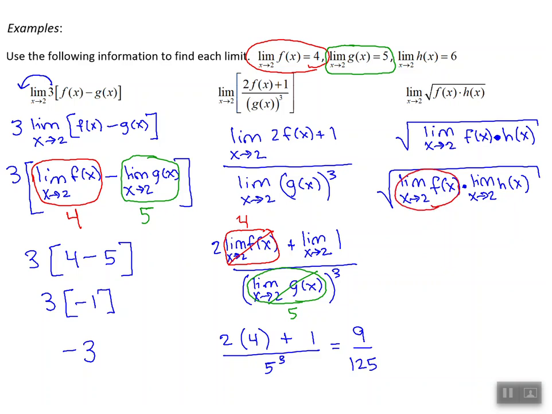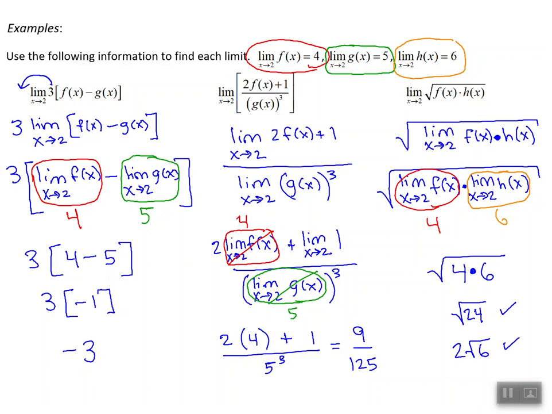This limit right here is 4, and the limit of h of x as x approaches 2 is 6. So this becomes the square root of 4 times 6, which is a valid answer, but we can clean that up to be the square root of 24. And better yet, if we would like to simplify this, find our perfect square, which is 4, we can rewrite this as 2 square root of 6. Both of these are valid answers.